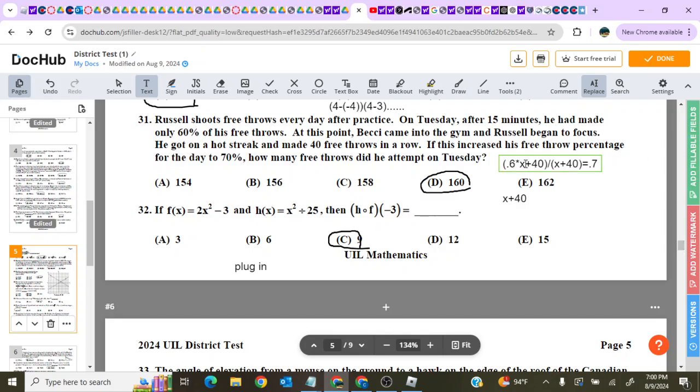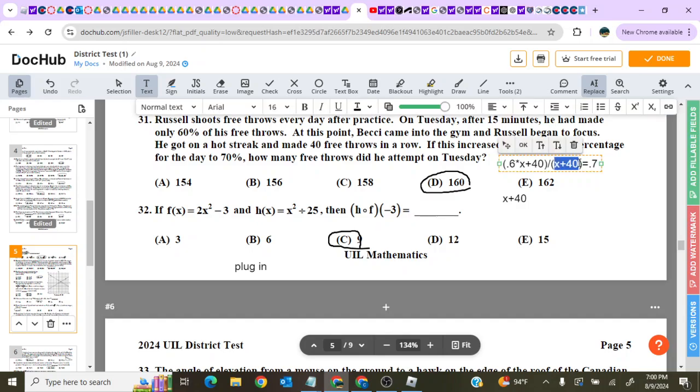So first off, we need to figure out how many free throws he made. Well, that's 0.6 times some unknown value of free throws before the 40 in a row. So 0.6 times x plus your 40 in a row, divided by the total number of free throw attempts, which is just going to be your x plus 40, has to be equal to 0.7. And if you do that, you'll get an x value of 120, but you have to add 40 to count the 40 throws in a row, and you'll get 160.